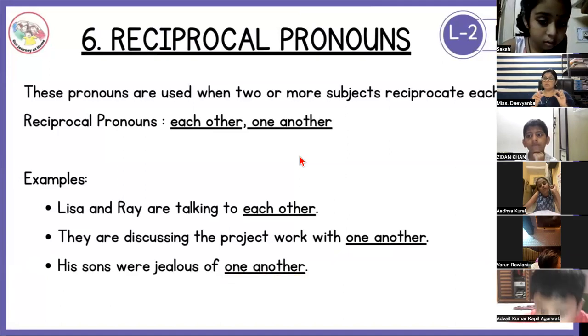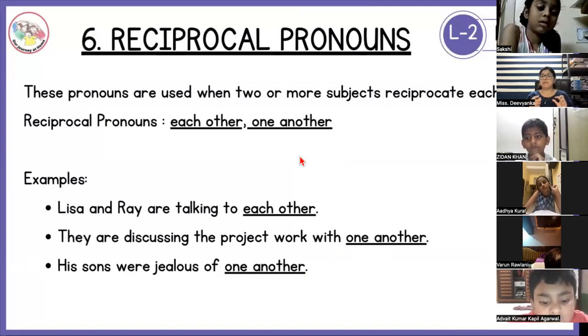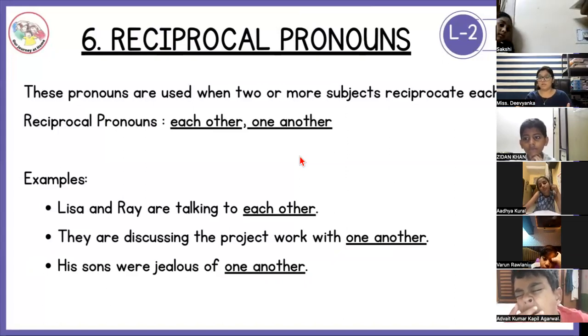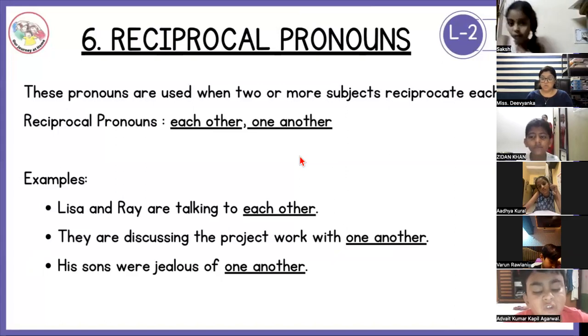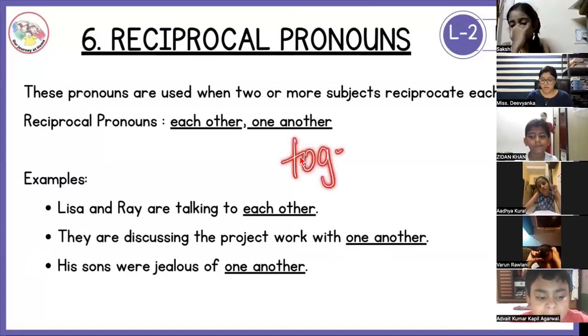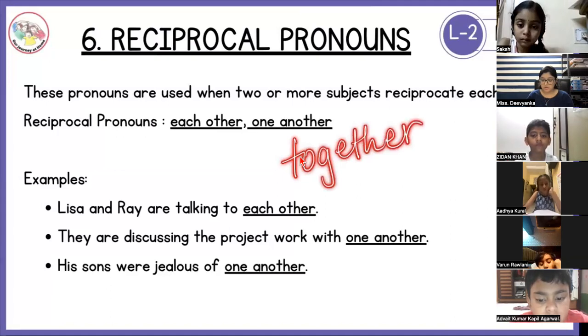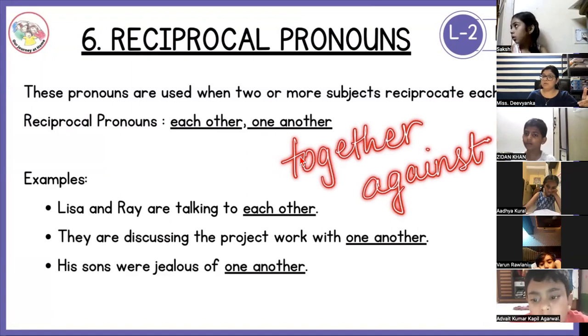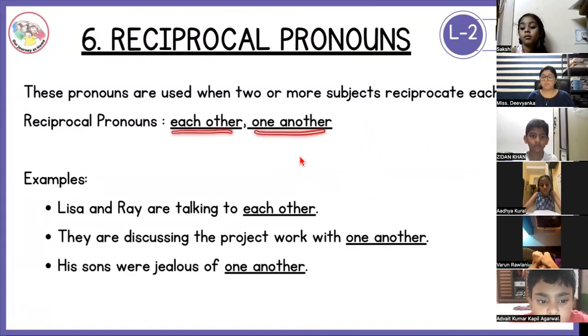Now, in this, the reciprocal pronoun one another is used to represent that these sons were against each other, not together, but against. So, reciprocal pronouns are used either to be together or to show that anybody, any noun in the sentence is against each other. Either it is together with one another or each other, or it is against each other. Okay. In both the cases, both the reciprocal pronouns can be used.